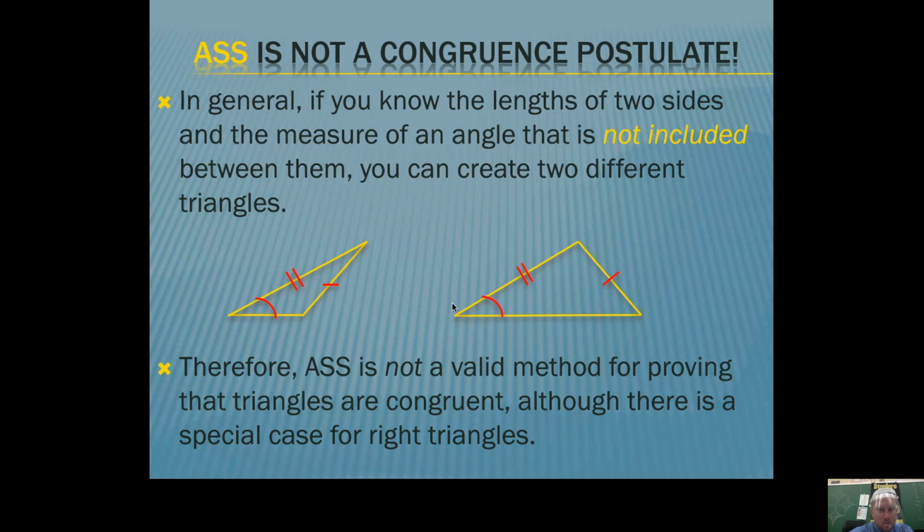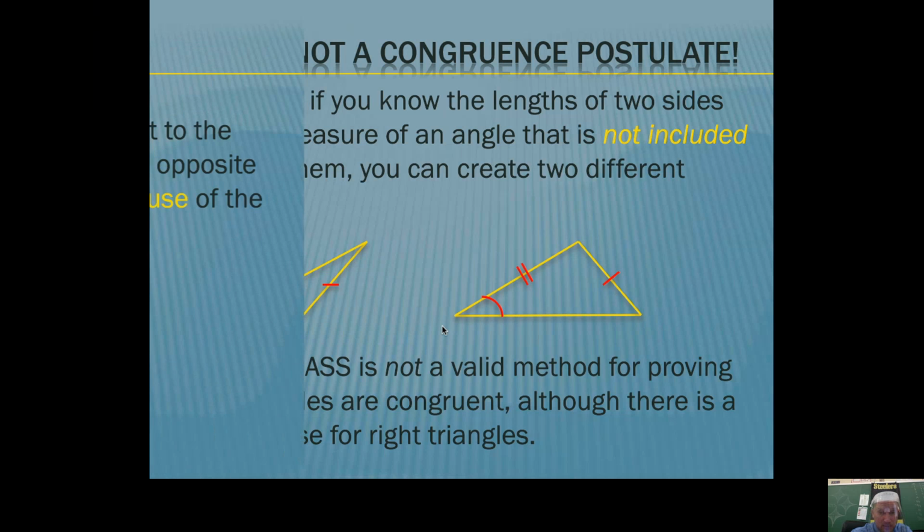It is not a congruence postulate because it does not force the two triangles to be congruent to each other. This one is way smaller than this one. So that SSA postulate is not a valid method for proving that the triangles are congruent. Although there is a special case when the triangles are right triangles. And that's what we're going to look at in this video.